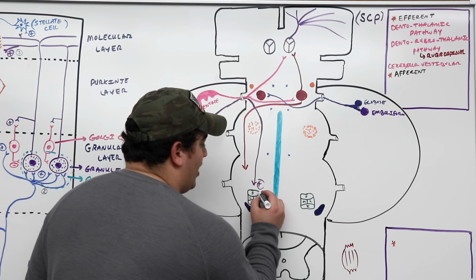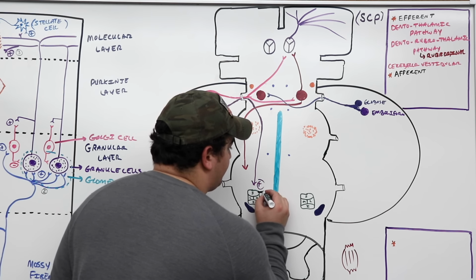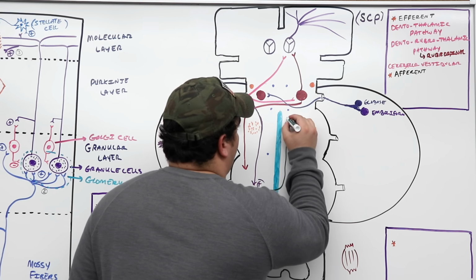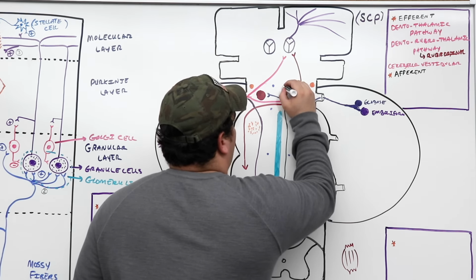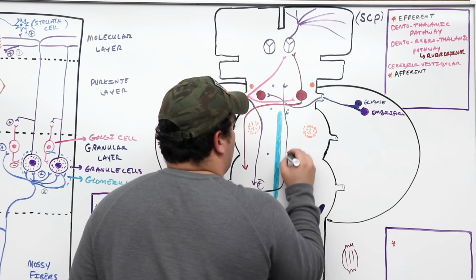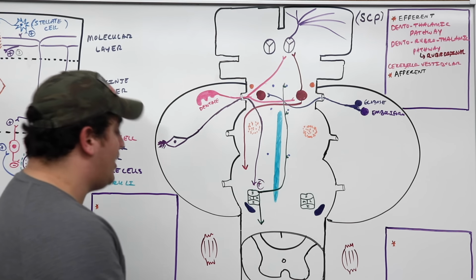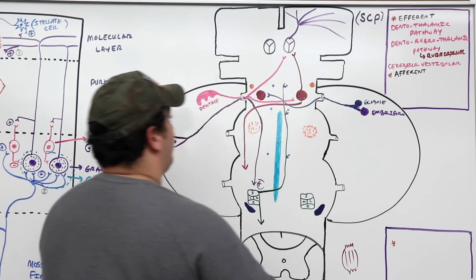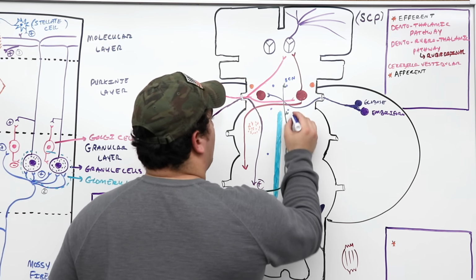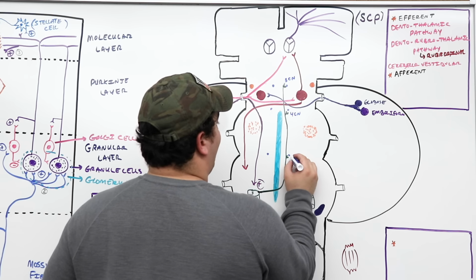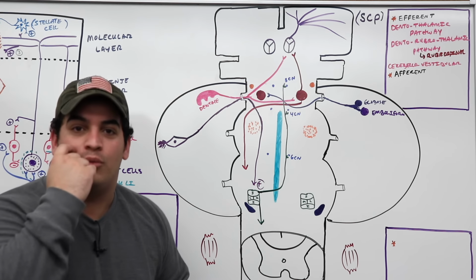If it stimulates it, guess what else it could do? It can go up and do what? It can activate, what's this structure here called? Medial longitudinal fasciculus. The medial longitudinal fasciculus is connecting what particular structures? The third cranial nuclei, the third cranial nerve, the fourth cranial nerve, and the sixth cranial nerve. What is that specifically responsible for? The extraocular movements.